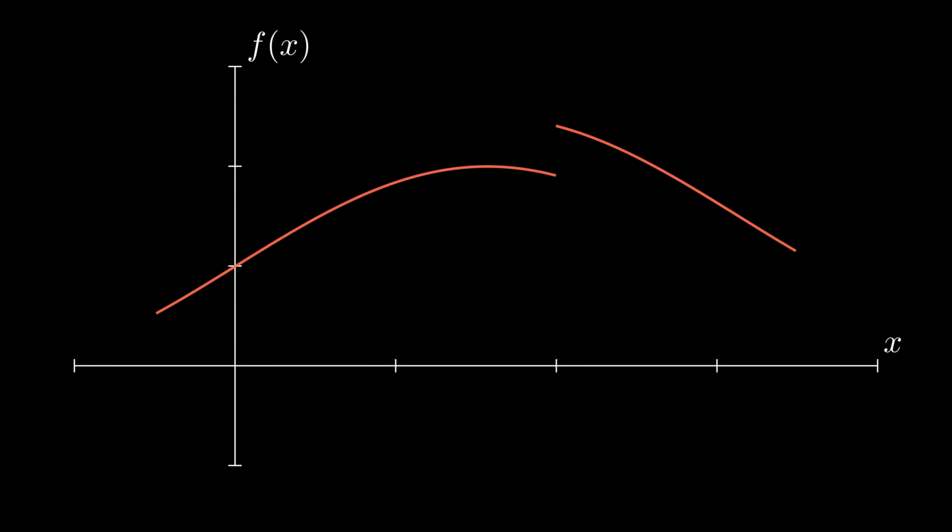Now, observe this red curve. It looks similar at first, but at x equals 2, there is a sudden jump. The graph breaks into two separate pieces. This means the function is discontinuous at that point, because we would need to lift our pencil to continue drawing.